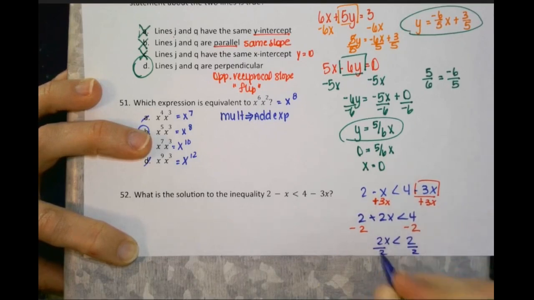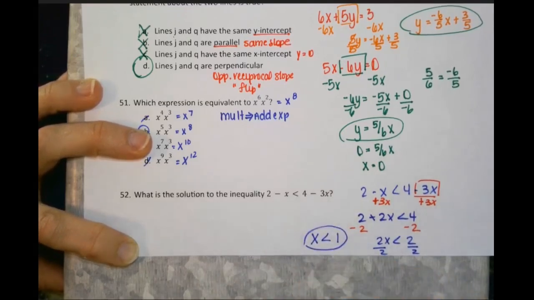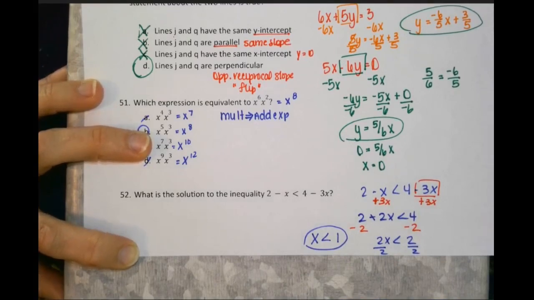Divide by 2 because it's the inverse of multiplication. That is a positive, so we're good to go. So x is less than 1. If we had moved it the other way, it would have still been exactly the same.